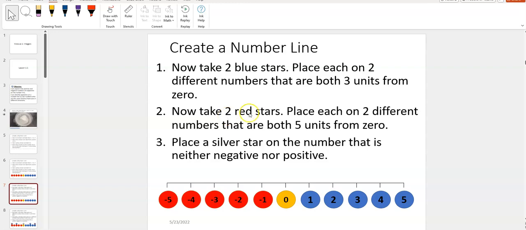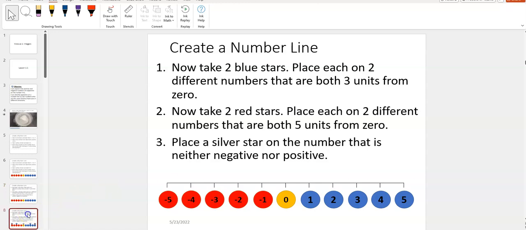Now go ahead and draw 2 red stars. Place them each on 2 different numbers that are both 5 units from 0 on the number line. And feel free to pause if you need a minute. And now place your 5th star, and it says silver, but if you don't have silver, it could just be gray pencil. But put a star on the number that is neither negative nor positive. What number on this number line is not negative or positive?